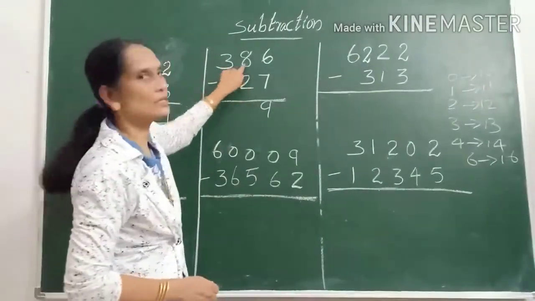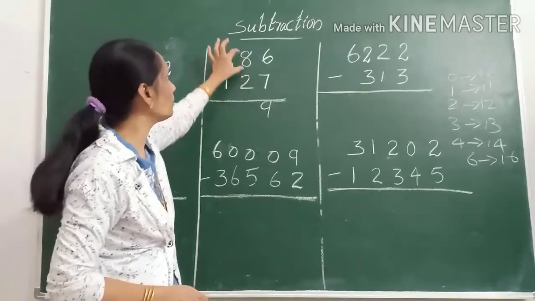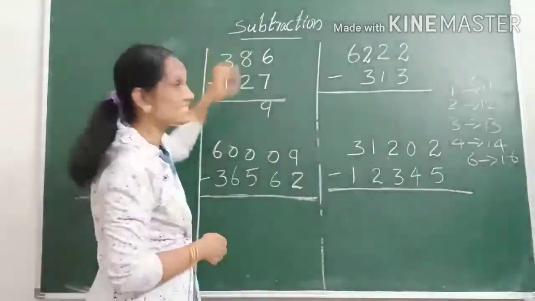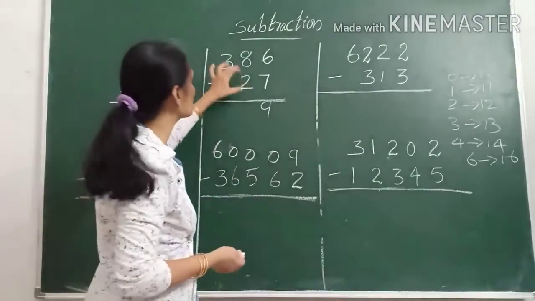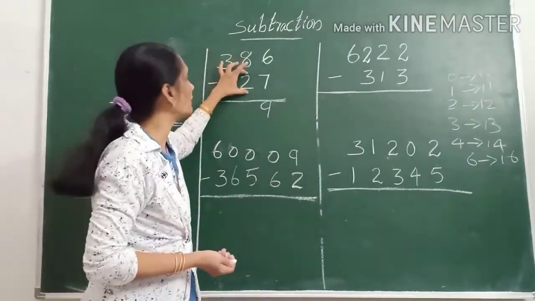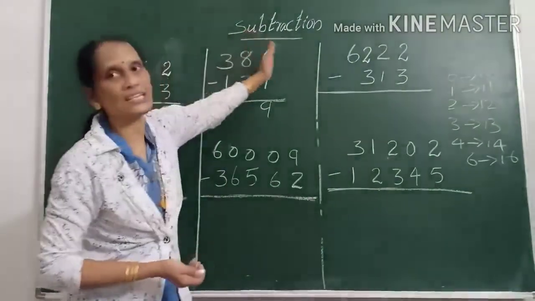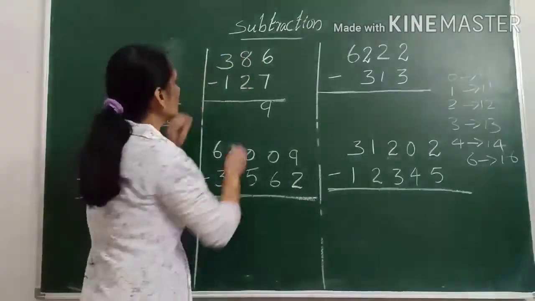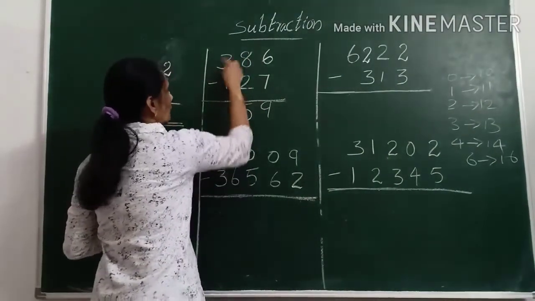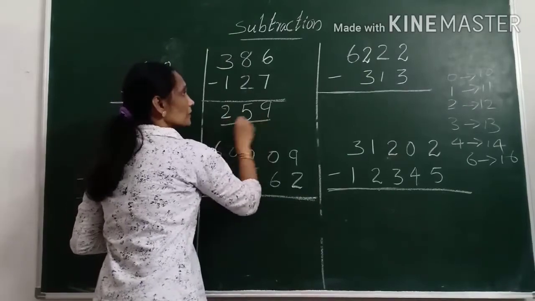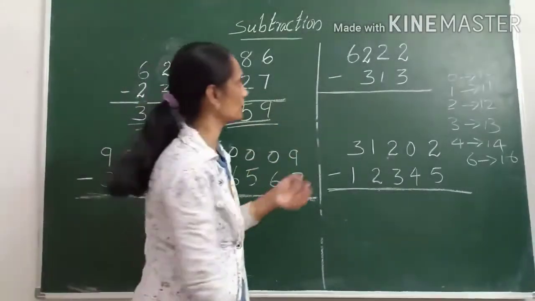3 plus how much is 8? In the 3 table, 3 plus 5 is 8. Is there any need of taking 8 as 18? No, because 8 is a bigger number than 3. So, directly you can say the table. 3 plus 5, 8. And 1 plus 2, 3. Okay, let us move on to the next question.